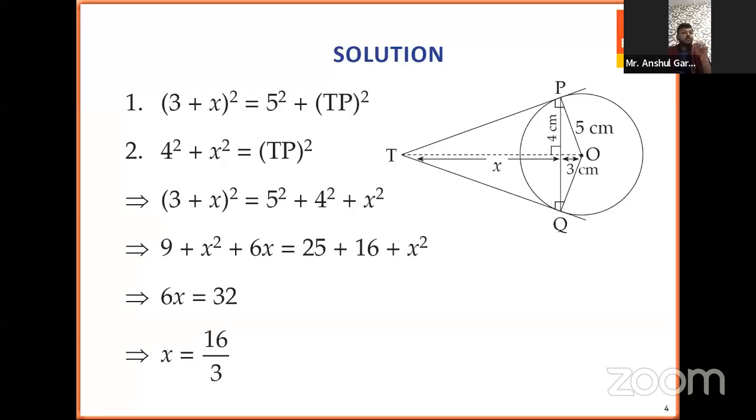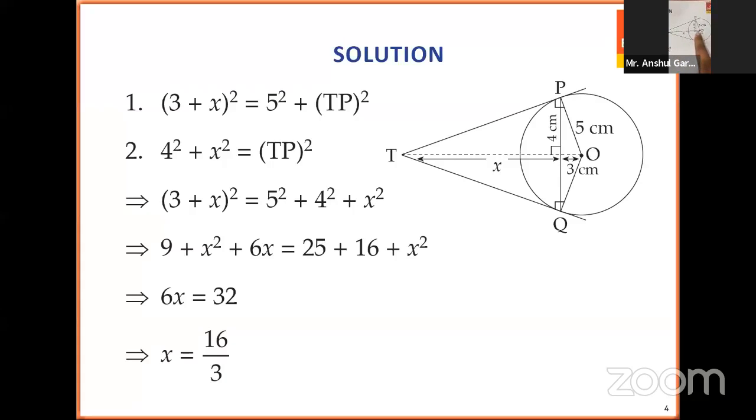So there was a small construction. We just have to join TO. हमें TO को join करना है and we will find two right angle triangles. Nolan, good evening. So welcome to the session. So we have just joined TO and two right angle triangles are formed. This is a right angle triangle and this is also a right angle triangle. ये एक right angle triangle है, ये एक right angle triangle है.